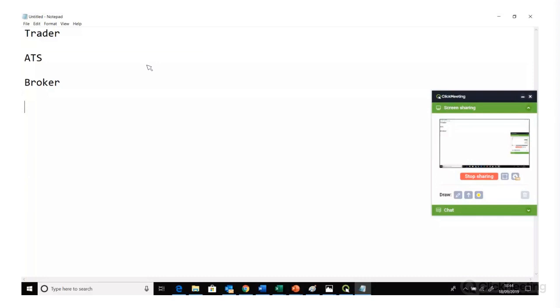There's 3 areas involved in this business. There's the trader, which is yourself or myself or whoever's actually trading. Then you have ATS, which is the automatic trading software, the algorithmic trading software, and you have a broker. And all 3 are essential in the process. ATS is what keeps it all together. So you, the trader, would be the person that's creating your strategies.